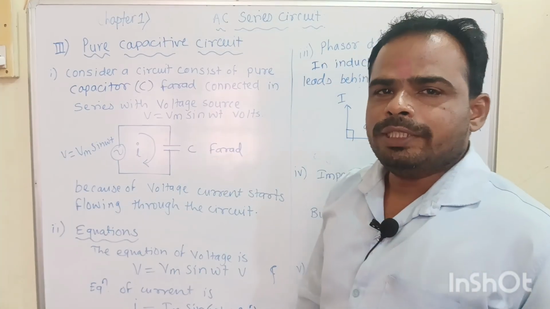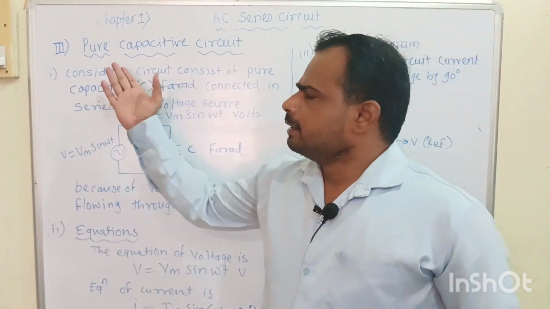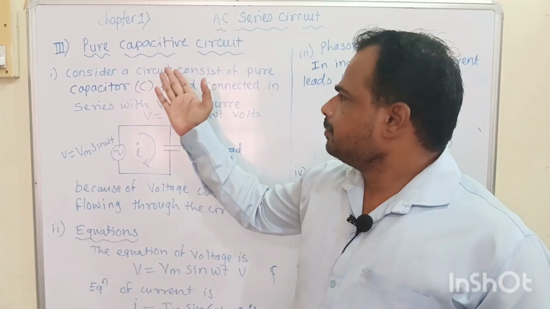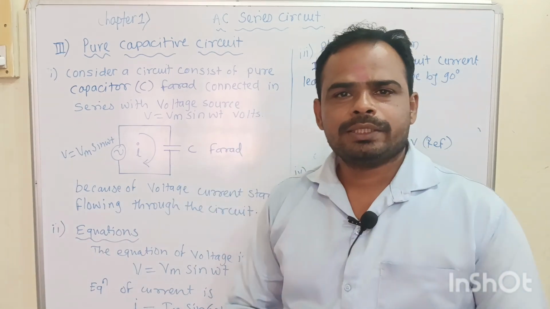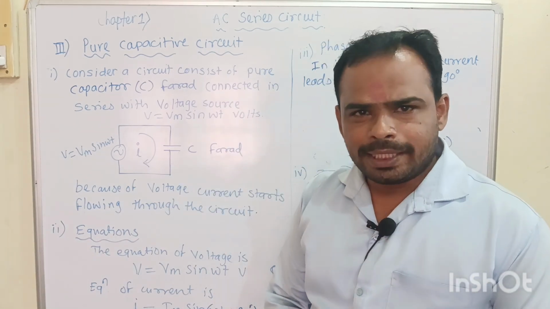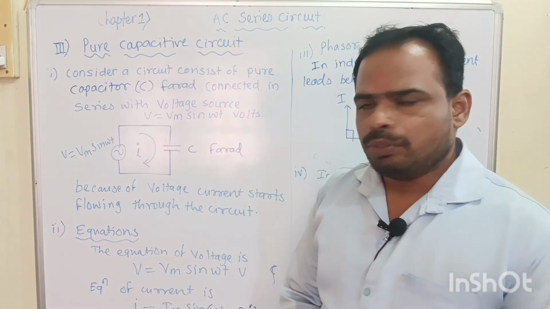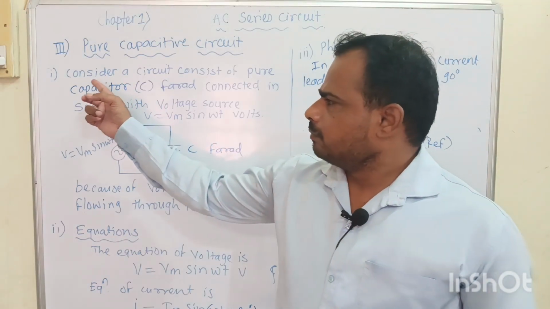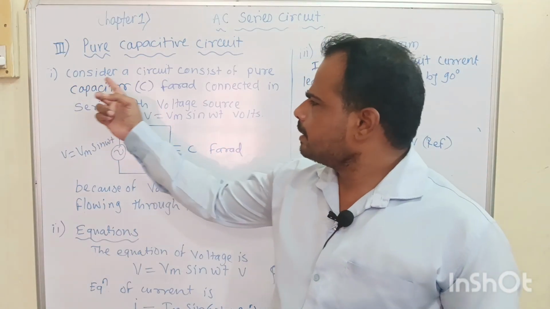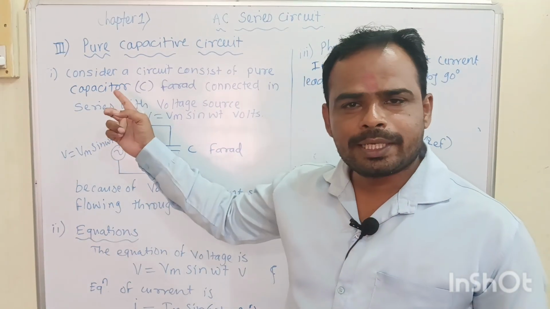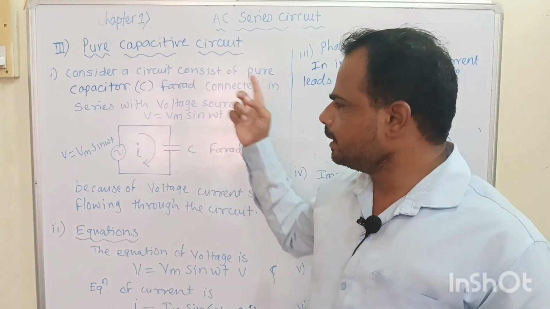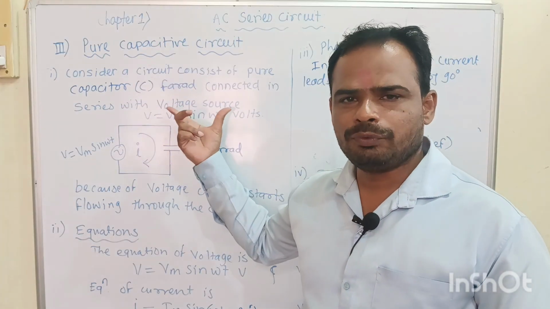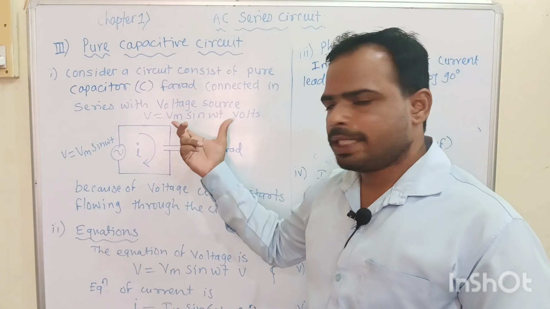Now we will see our third circuit, the pure capacitive circuit. In a pure capacitive circuit, a capacitor is connected in series with the voltage source. Let us consider a circuit consisting of a pure capacitor of C farad connected in series with the voltage source V is equal to Vm sin omega t. There is no change in the voltage equation.